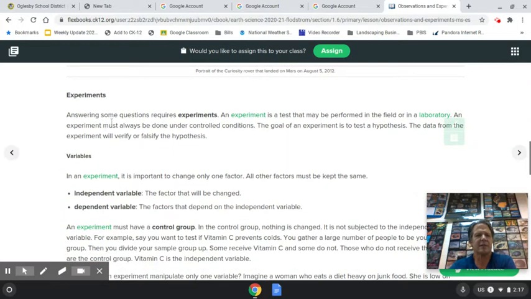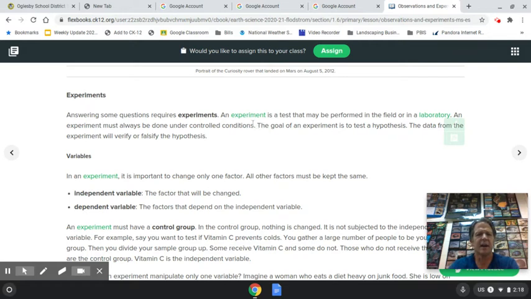So answering some of the questions requires experiment. Experiment simply is a test that you perform actually in the field, which means actually at the site of where it occurs, or in a laboratory setting. Now, experiments must always be done under controlled conditions. And the goal of the experiment is to test a hypothesis.